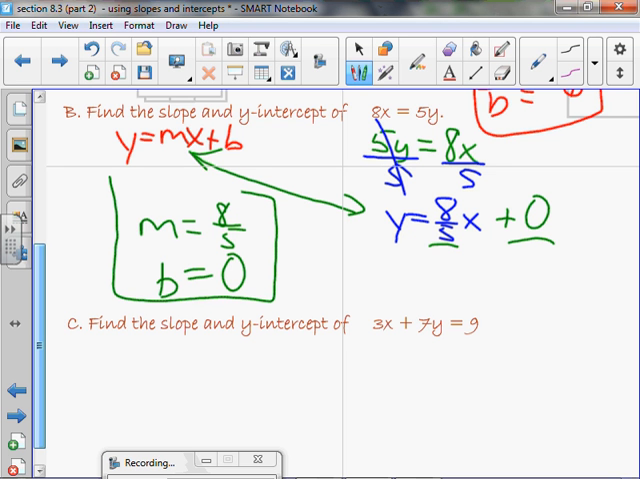I don't understand it. Okay? It's just a matter of putting it into this form, y equals mx plus b, and then just reading off what m and b are. That's all. Okay? So let's do the next one. It's a little bit trickier yet. Now I've got a couple of steps to get y by itself.